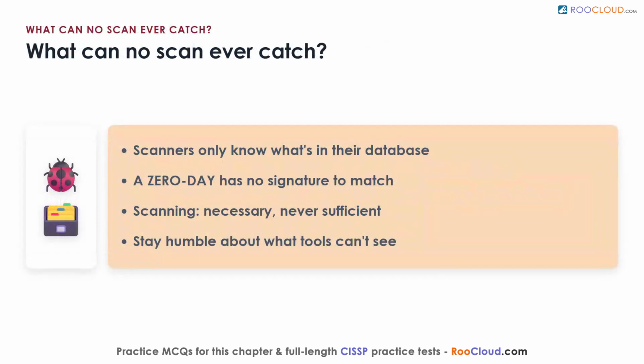What can no traditional scan ever catch? A brand new flaw that nobody has documented yet. Scanners only know what is already in their database, so a vulnerability the vendor has not identified stays invisible. That kind of unknown flaw is what we call a 0-day, and it slips right past ordinary scanning. This is why scanning is necessary but never sufficient. It catches the known, but the truly novel attack arrives with no signature to match. Stay humble about what your tools cannot see.